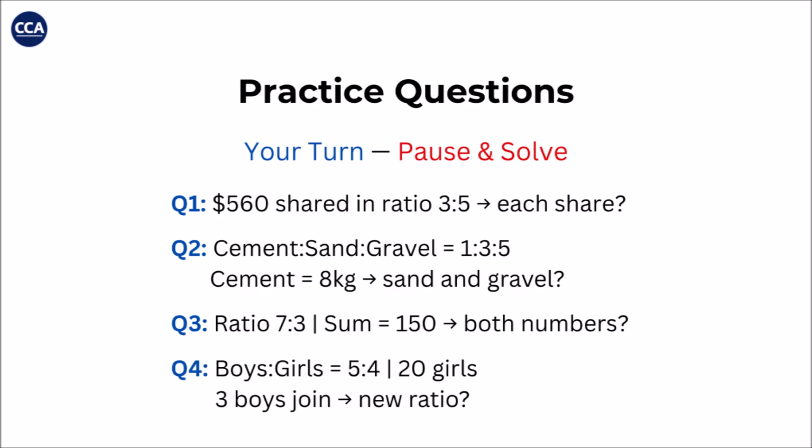Question 4. A class has boys and girls in ratio 5 to 4. There are 18 girls. 3 more boys join the class. What is the new ratio of boys to girls? Pause now.